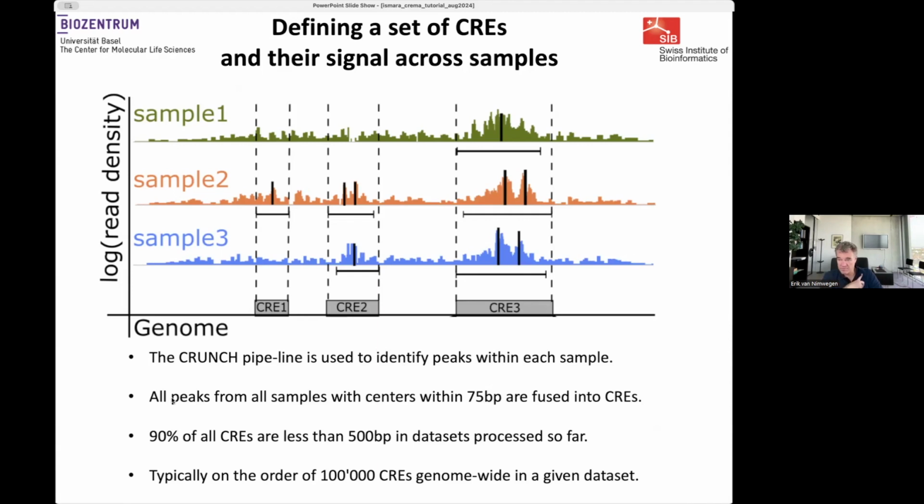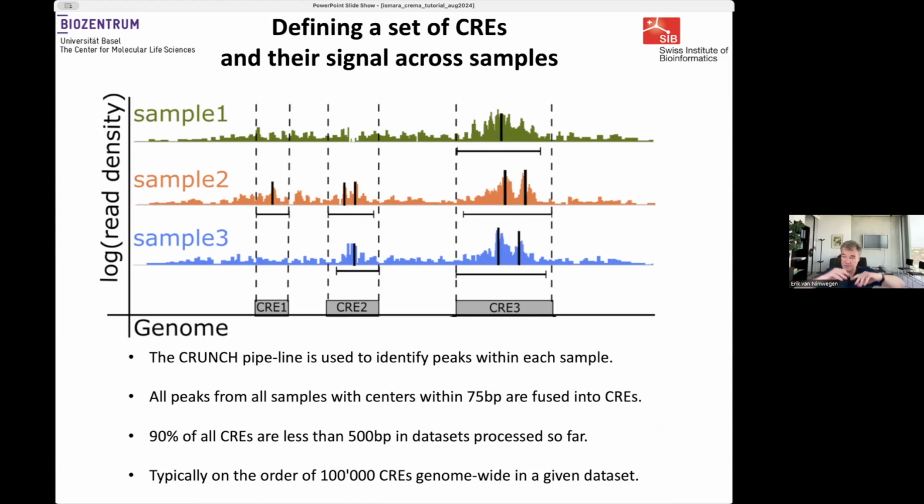And then we cluster all the peaks from all samples whose centers are within 75 base pairs of each other. So again, we're using this 150 base pairs, the size of one nucleosome region, as a distance measure to cluster together things that sit essentially under the same nucleosome. And these are fused together. So in this particular example, here would be one CRE. These 3 peaks would be the second CRE. These 5 peaks from the different samples would be the third CRE.